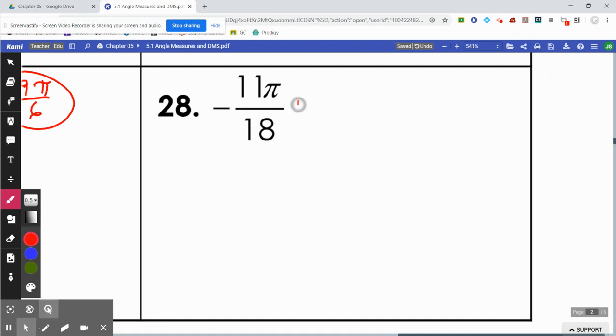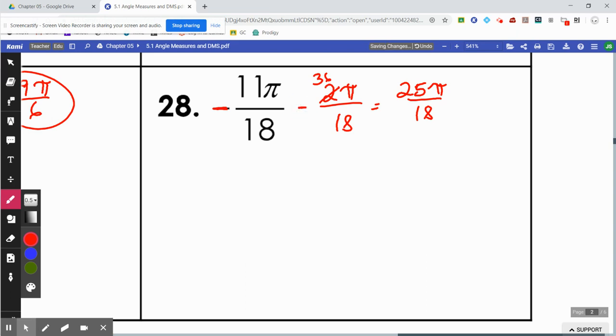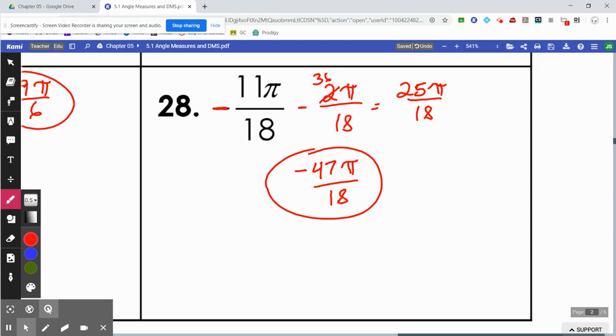28. Add 360 degrees, which is 2 pi, 2 180s. Multiply top and bottom by 18 gives me an 18 on bottom and a 36 on top. Negative 11 plus 36 gives me 25 pi over 18. And then when I subtract it, I'll get a negative there. Now, sometimes you might have to add 2 rotations or add 3 rotations to get a positive. And same thing with subtracting. Negative 11 minus 36 is a negative 47 pi over 18. So you have a negative and you have a positive there.